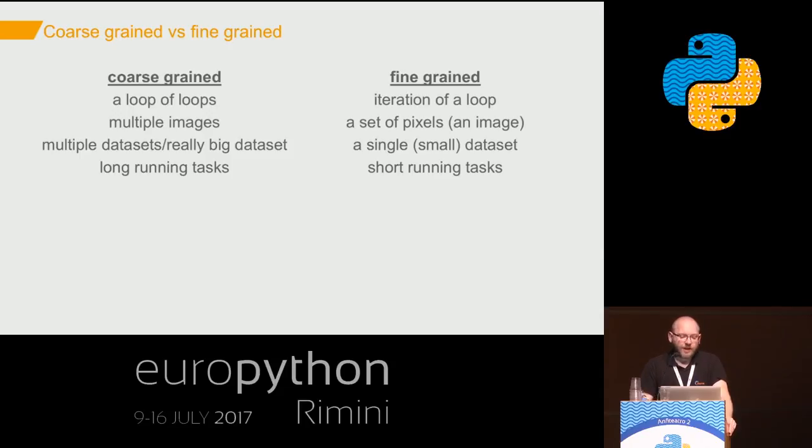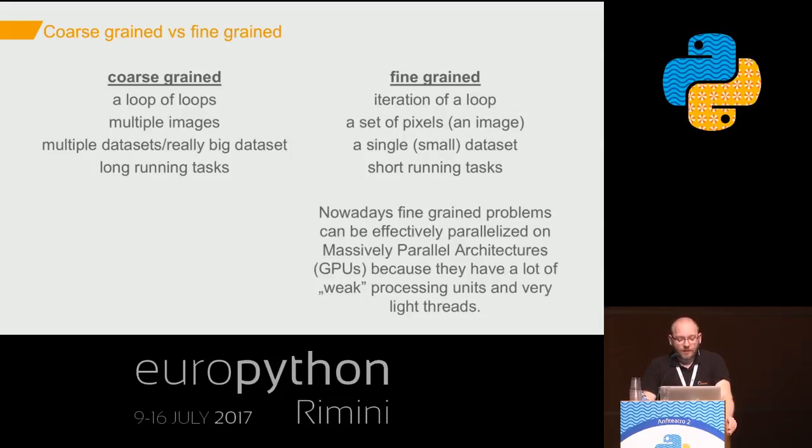But for fine-grained problems, there's a different story. When you have an iteration of a single loop, an image, or a single small data set, you should not parallelize that, at least not with a CPU. Because nowadays, we can actually parallelize fine-grained problems with massively parallel architecture devices like GPUs, because they have a lot of processing units and their threads are really light.